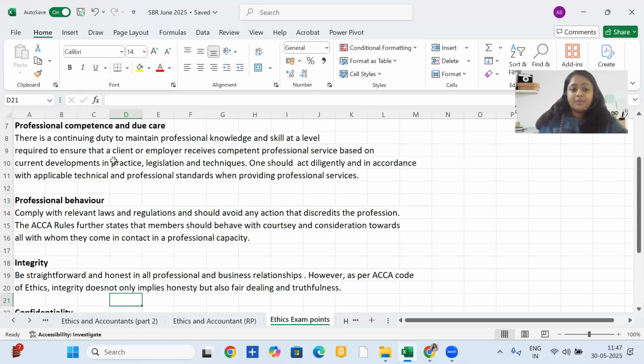Like I've mentioned in these points here, the professional is expected to be in line with the current developments in practice, in legislation, and in techniques. He should be acting diligently and in accordance with the technical and professional standards that he is expected to know in the discharge of his professional duties. So I hope now the difference between behavior and competencies is absolutely clear with everyone.